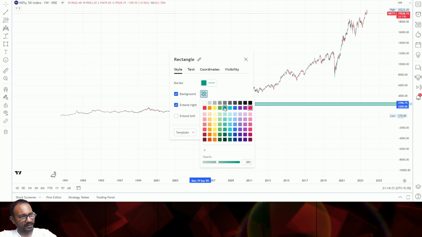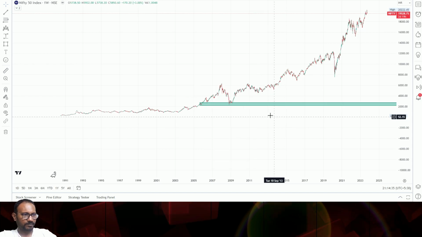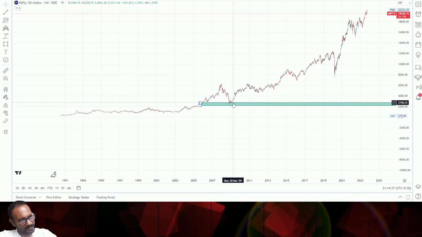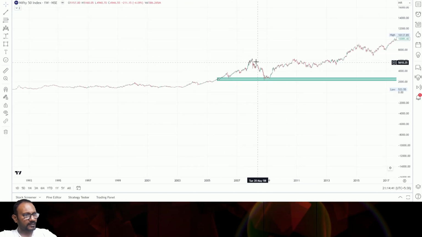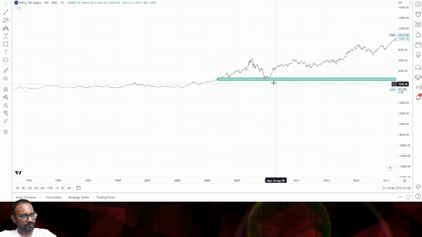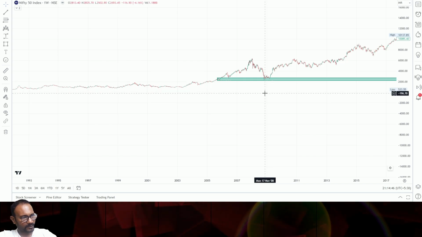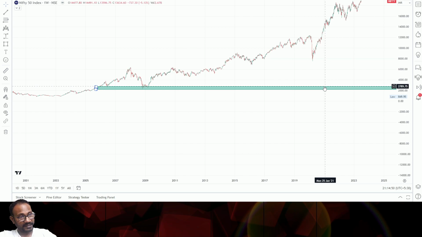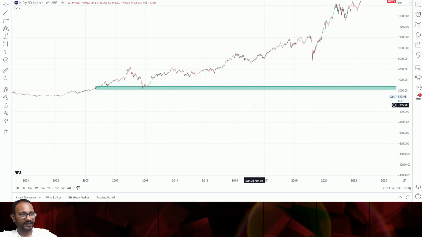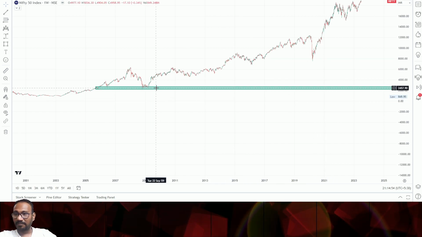Why am I giving it a green color code? It's because you see the market has come down so many points, but then it did not break this and go further down, and it never allowed the market to come and test this ever again, making it the strongest buy zone.